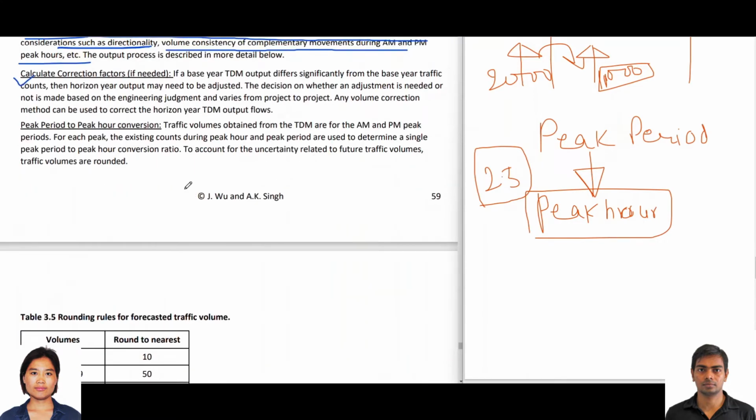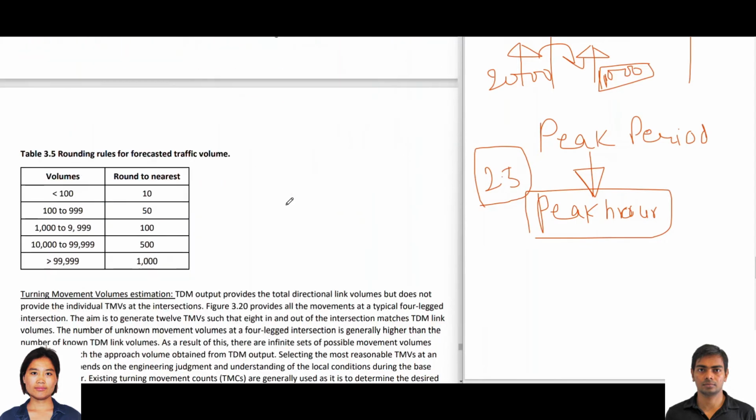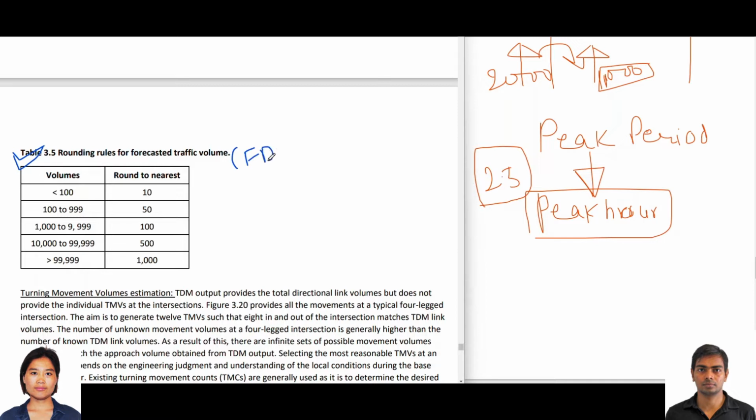Before discussing the unbalanced volume, once we forecast the final volumes, because there is uncertainty involved in the future forecast, we round up the final number based on table 3.5. So in one of the videos we were discussing how the rounding works for future numbers, and this is one of the guidelines taken from, I think, my favorite DOT guideline, FDOT. So this is most likely taken from FDOT on how to round the final numbers.